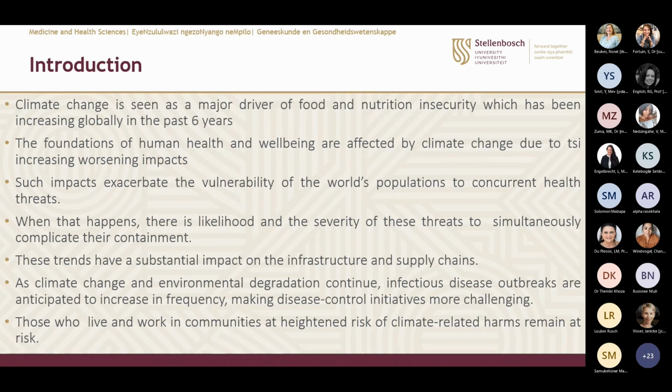Yeah, so these trends have a substantial impact on the infrastructure and supply chains, and you will see as you go ahead how much climate change is actually having a negative impact on infrastructure and supply chains. And we will see that as climate change and environmental degradation continue, there are infectious disease outbreaks that have been happening, and they are still anticipated to increase in frequency, which will make disease control initiatives challenging. So those who live and work in communities at a heightened risk of climate-related harms remain at risk.